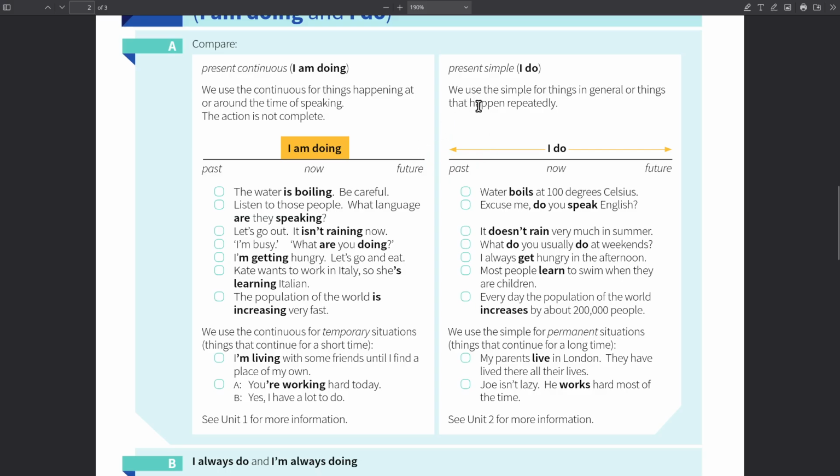Let's move on to the present simple, right? Some examples: water boils at 100 degrees Celsius. Water boils. That's something that in general is true, right? Water boils at 100 degrees Celsius, okay?